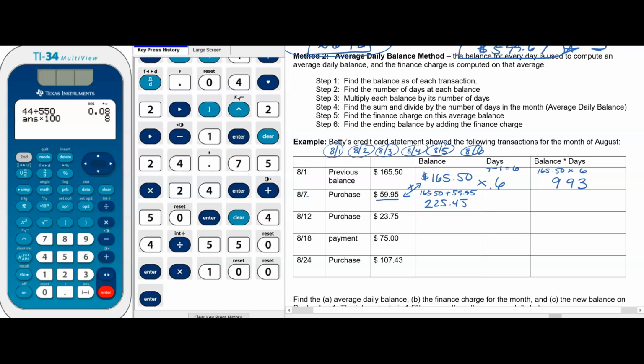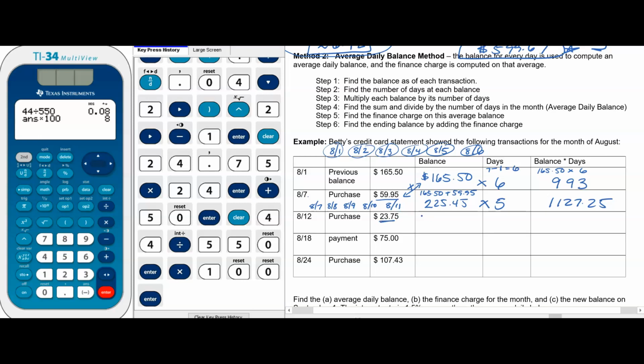And then the number of days. If that was made on the 7th and a new one is made on the 12th, this would be the balance on the 7th, on the 8th, on the 9th, on the 10th, and on the 11th. So 1, 2, 3, 4, 5 days. And then I'm going to multiply those two, the balance times the days, to get $1,127.25.